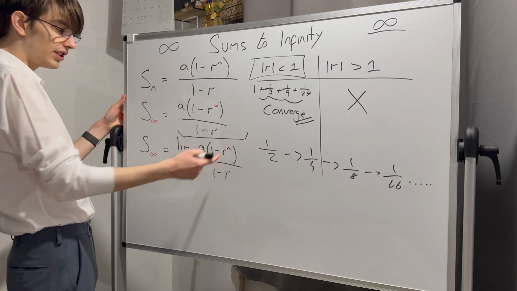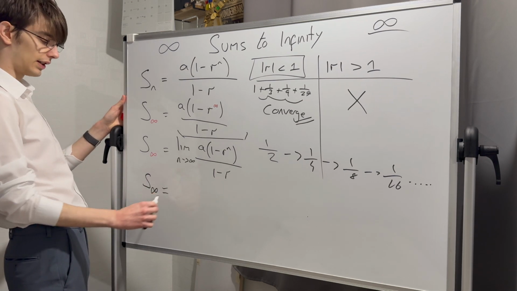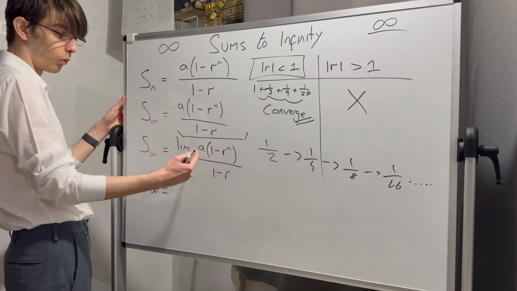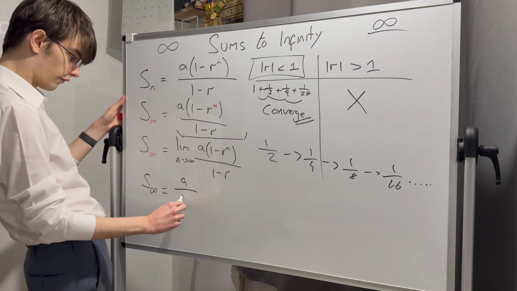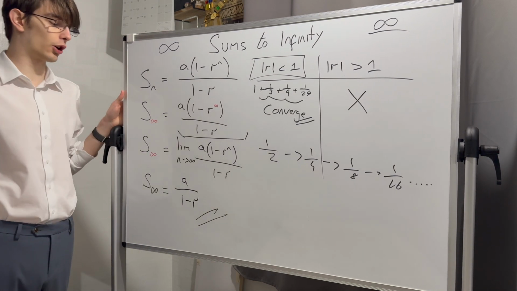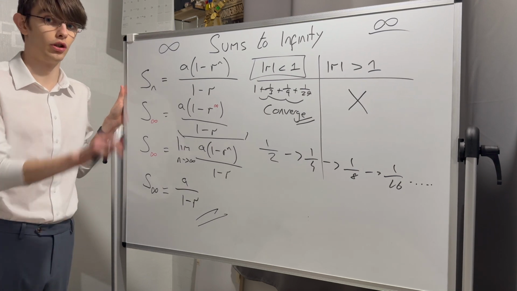So, if r to the n has tended to 0, then S of infinity is going to be a times 1 minus 0, which is 1, which is just a, over 1 minus r. And this here is my equation to sum all the numbers in a sequence up to infinity.